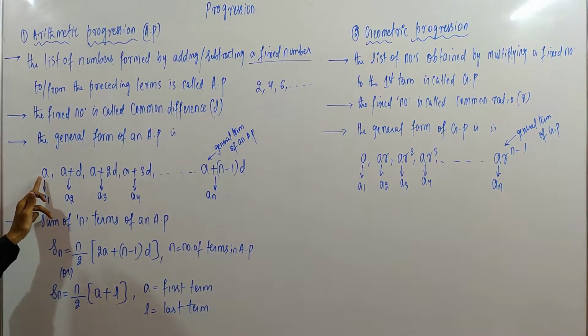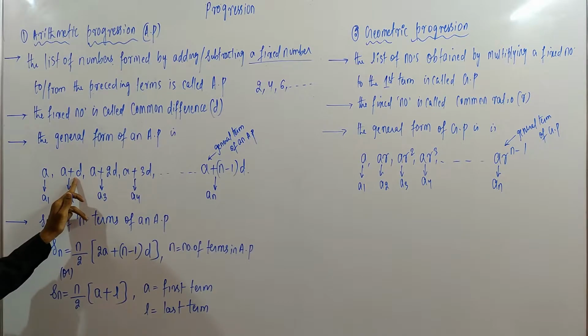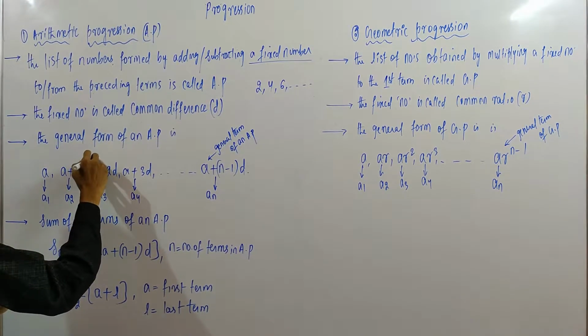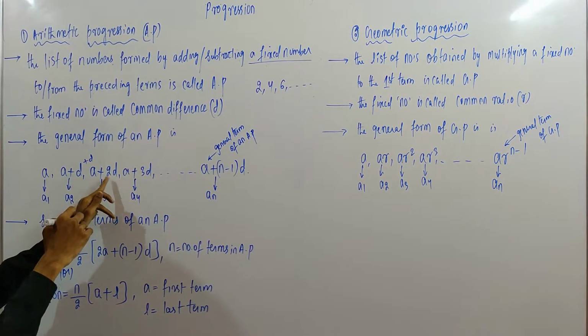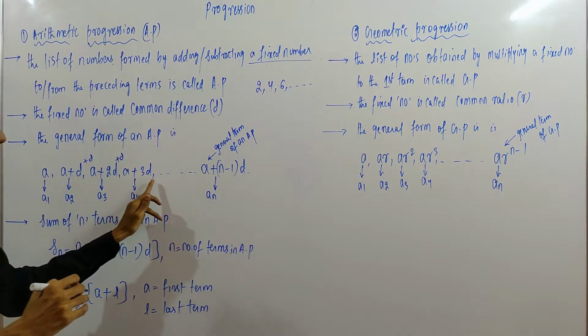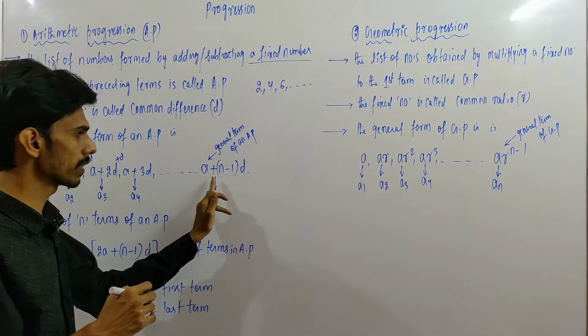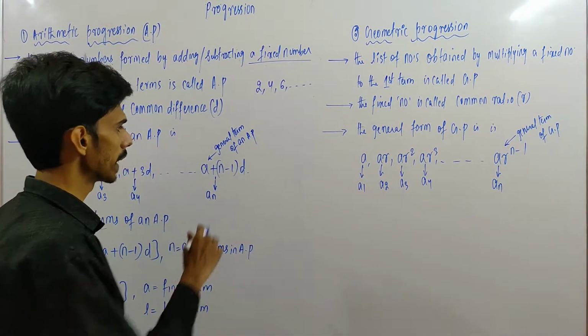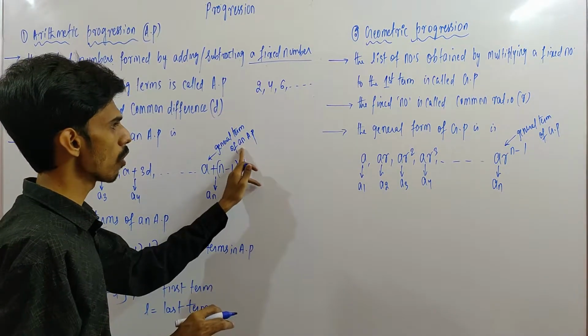Here the first term is taken as a. If I add common difference d to this number, we will get a plus d. If I add d again to this number, we will get a plus 2d. Again, if we add common difference d, we will get a plus 3d, and so on. The last number is a plus n minus 1 into d. This is the general term of an AP.